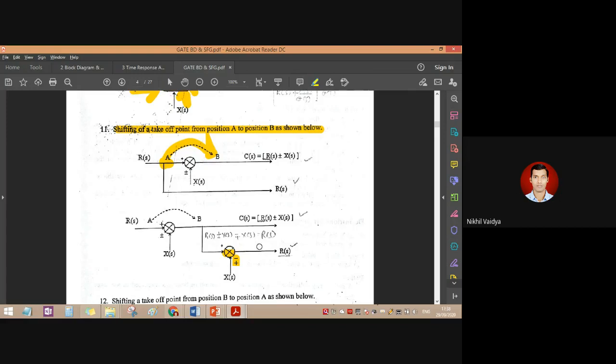You just remember it. Again, after solving these equations, we are going to get the same answers, R of s and r of s plus minus x of s. So how to remember this? Shifting of takeoff point after the summing block, we just have to add the crossed summing block here with inverted sign. So here it was plus minus, now you have to add minus plus.